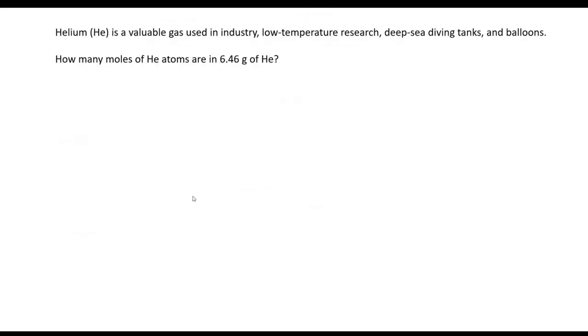Helium is a valuable gas used in industry. Now, this example is from your slides. It is used in low temperature research, deep sea diving tanks, and balloons. How many moles of helium atoms are in 6.46 gram of helium? So what is given? 6.46 gram of helium. Very good. Multiply, divide. What will you write down? Gram of helium down, and mole of helium up.